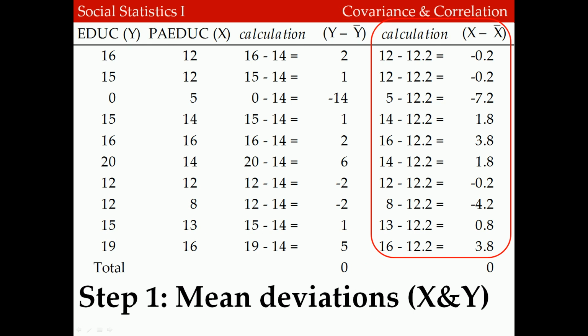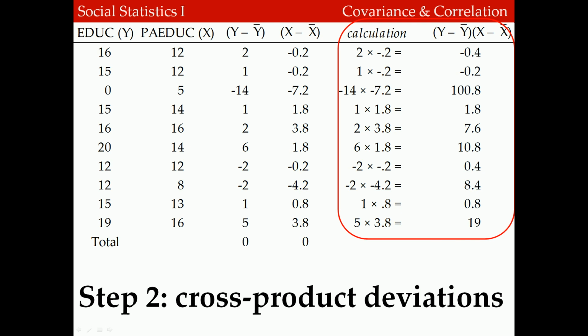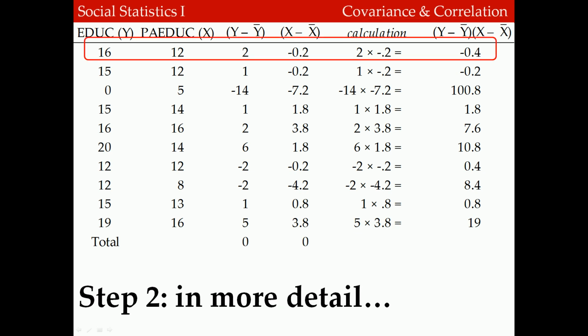So here what I've done is I've taken all the values of father's education for all 10 cases and subtracted the mean. Next, what we have to do is we have to multiply the deviations from the mean for both variables. And we have to do that for all 10 cases. That is, we have to get the cross products for the deviations. Let's look at that in slightly more detail.